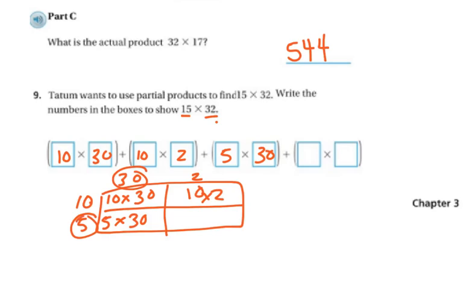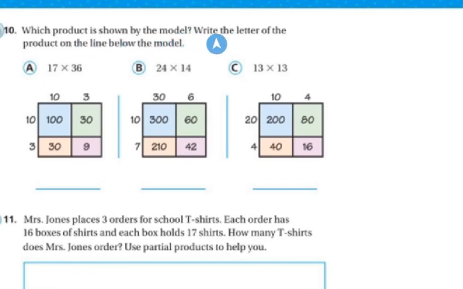And in this last box, we've got 5 times 2. Okay? And they're not asking us to solve it. They just wanted us to be able to write it out. Which product is shown by the model? Write the letters of the product on the line by the model.